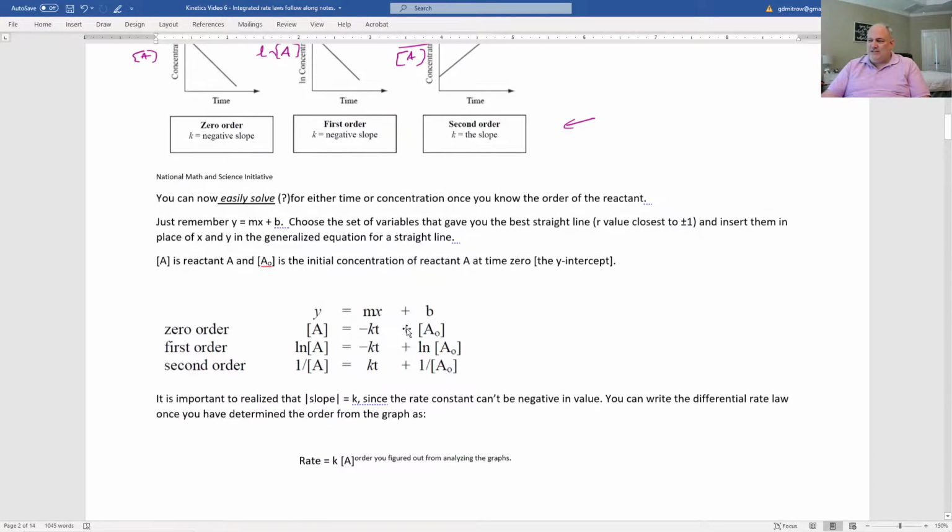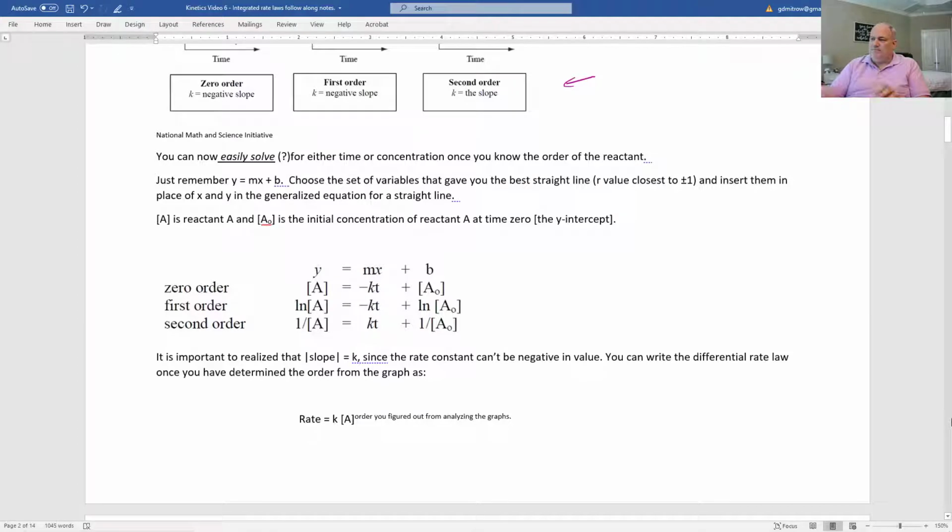But this is actually a really, really helpful representation. These three right here, these are the integrated rate laws. Now, I asked you guys to memorize this. If you have not yet, you need to go ahead and do that. Or if you feel really comfortable integrating, you can actually figure these things out from the differential rate, zero order, first order, and second order.